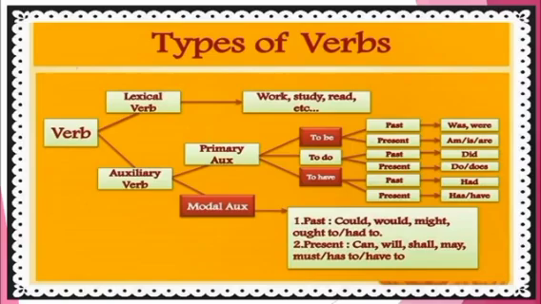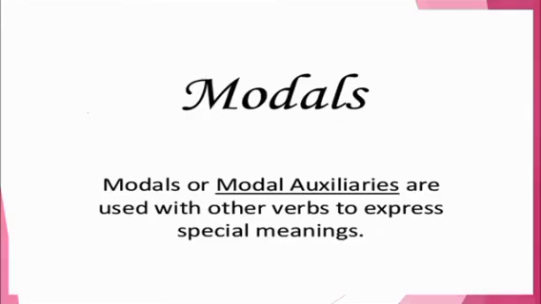Next, modal auxiliaries. In past form we have could, would, might, ought to, had to. In present form: can, will, shall, may, must, has to, have to. Modals or modal auxiliaries are used with other verbs to express special meanings.